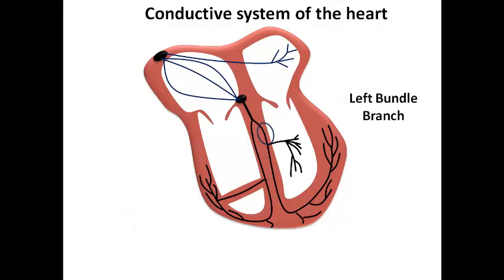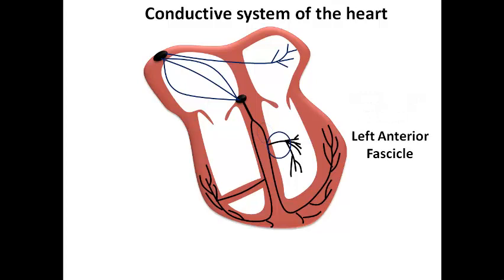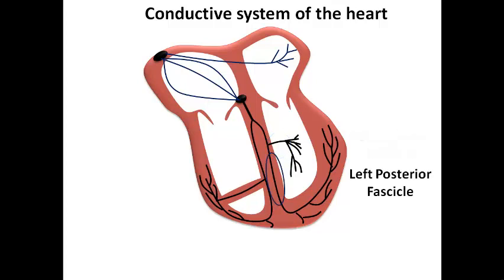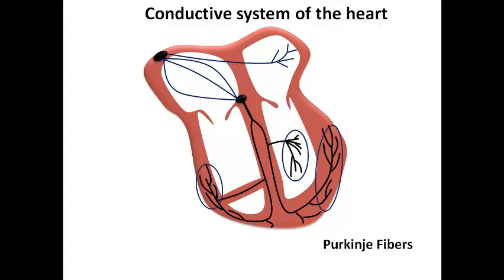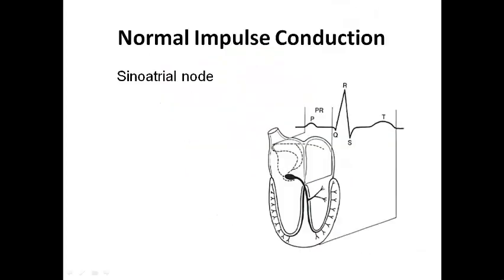And of course, we discussed before that the left bundle branch bifurcates into two branches, the left anterior fascicle and the left posterior fascicle. Finally, all these branches, the right bundle, left anterior fascicle, and left posterior fascicle, bifurcate into multiple smaller branches, the Purkinje fibers, which are responsible for transmitting the impulse to the ventricular myocytes, resulting in ventricular depolarization. So this is in brief the conductive system of the heart.